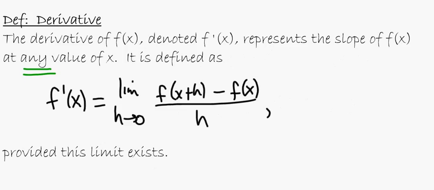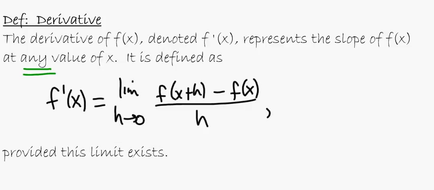The derivative of f of x, denoted f prime of x, represents the slope of f of x at any value of x. It is defined as the limit as h approaches 0 of f of x plus h minus f of x over h, provided the limit exists. So this is an analogous definition to the one we looked at last time. This is a general formula, whereas f prime of a will find things at a particular value of a.